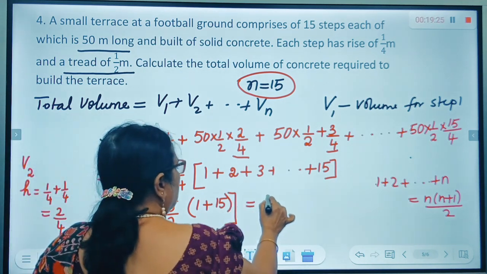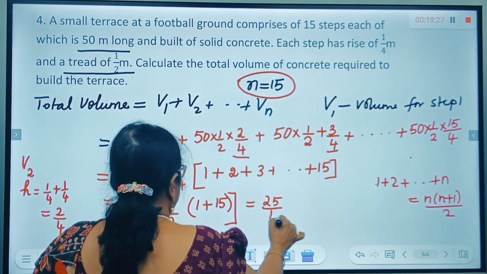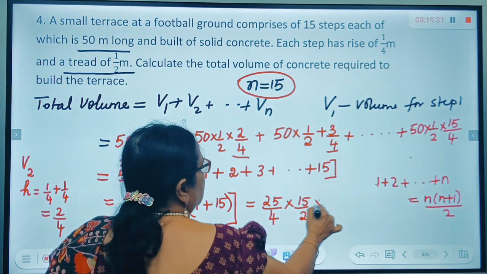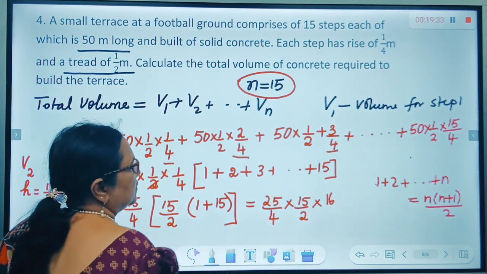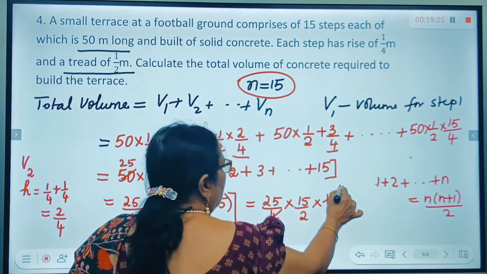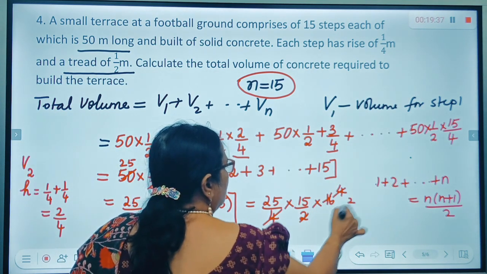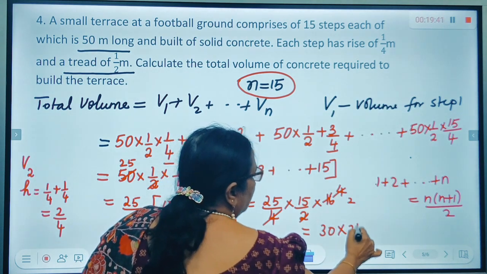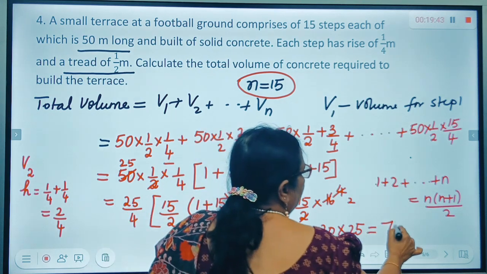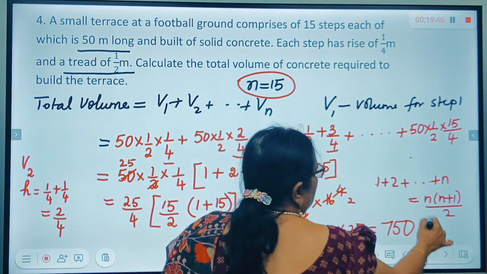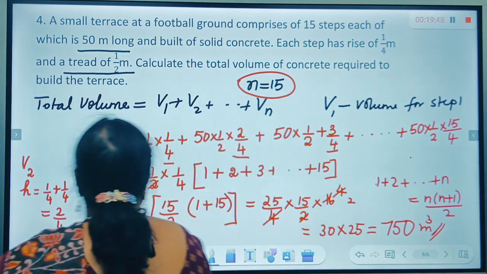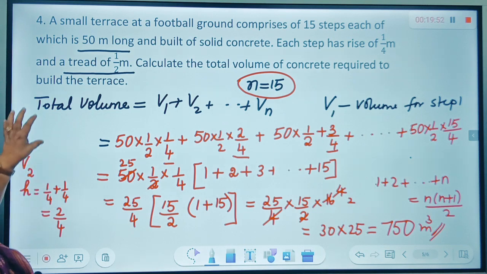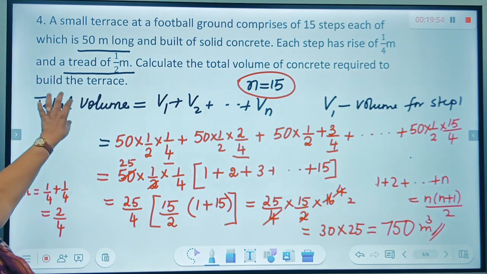So this is 25 by 4 into 15 by 2 into 16. So 4, this is 2, 2 into 15, 30 into 25, which is equal to 750. Because it is volume, you have to write the unit. So the total volume of concrete required to build the terrace.